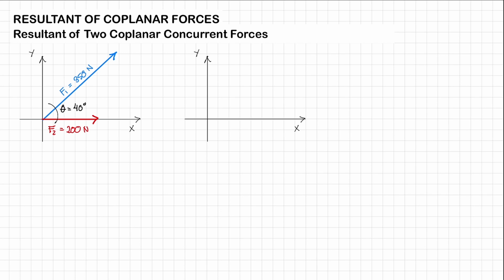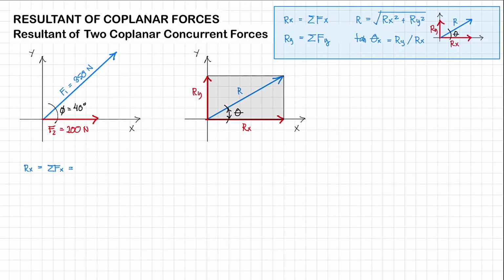So we have here two forces. We have F1 that is 350 newtons acting at an angle of 40 degrees, and we have F2 that is 200 newtons acting along the x-axis. We're going to solve for the resultant of these two forces. What we will be using first is the analytical method. For the analytical method, first we will be solving for the components of our resultant. So we'll solve for the x component and then the y component.